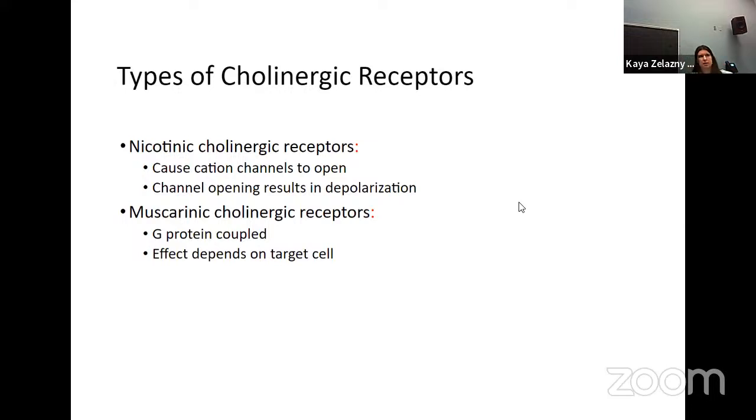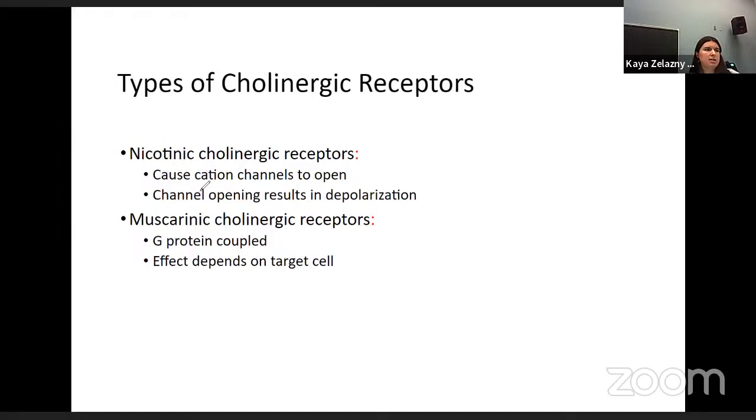So when we think about acetylcholine, there are going to be two receptor types for that. We're going to have nicotinic cholinergic receptors, and we're going to have muscarinic cholinergic receptors. A nicotinic cholinergic receptor, and this is literally named after nicotine, causes cation channels to open. So it's going to allow positive ions to move across our membrane. And this overall is going to result in depolarization.